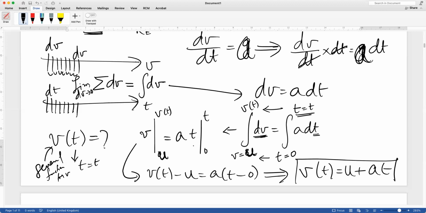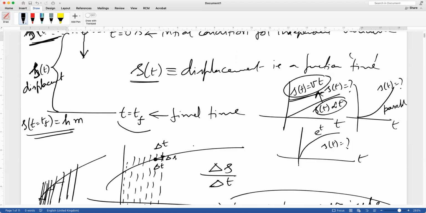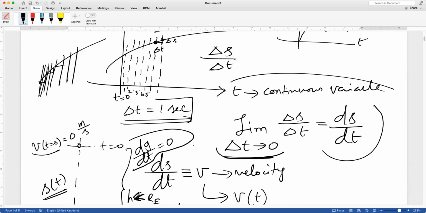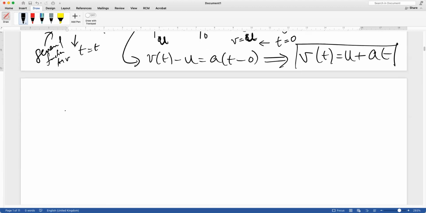Okay. So you see the need and the importance of the limit, continuity, differentiation, and integration. Makes sense to you? Okay. And we did the other thing also. As we now recovered the v of t, which is going to be our u plus at, voila.